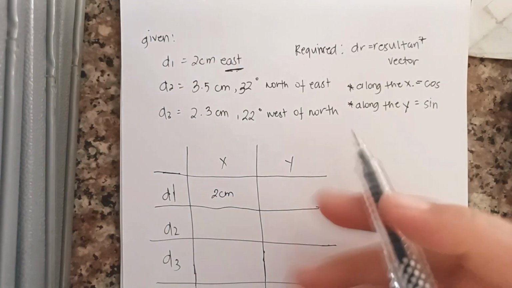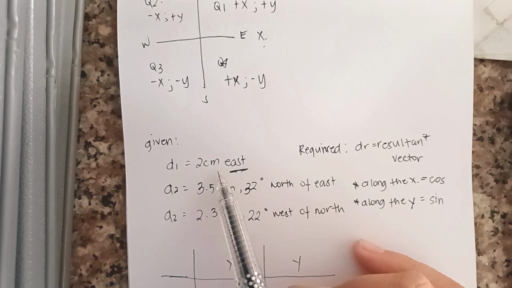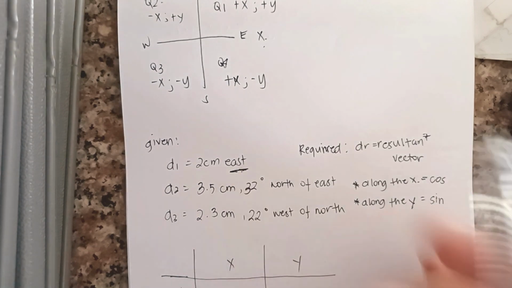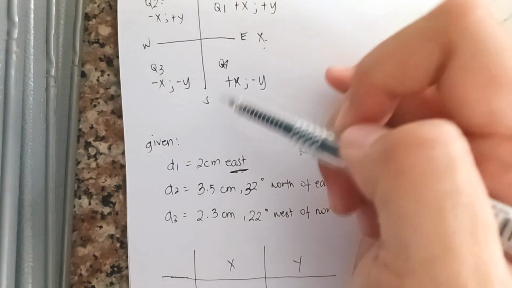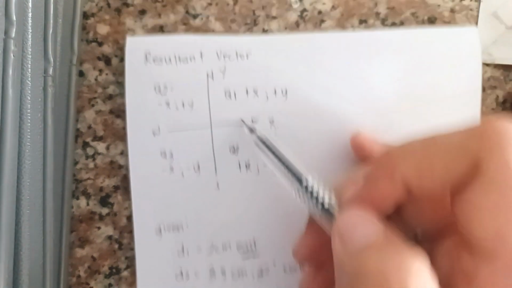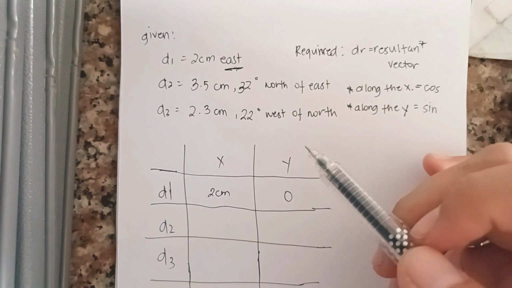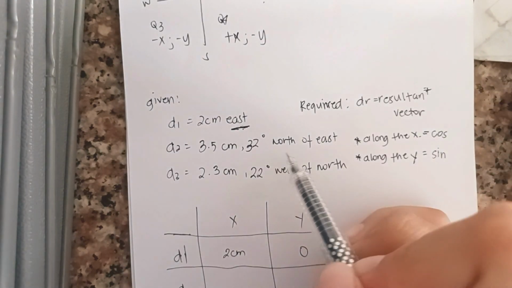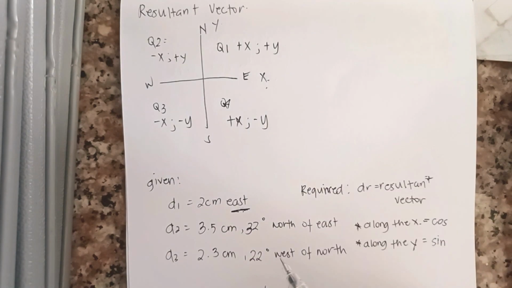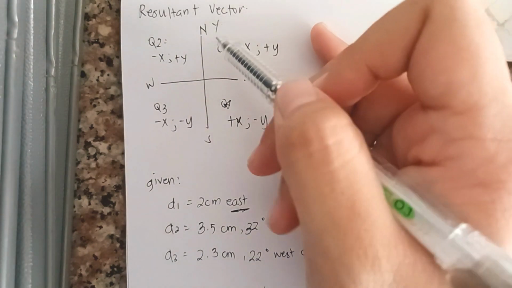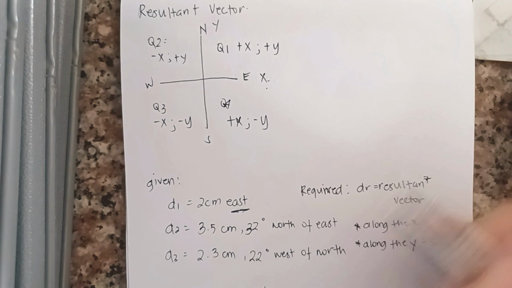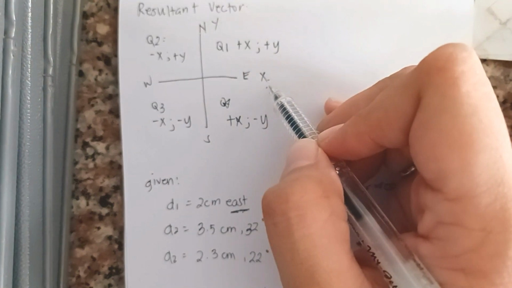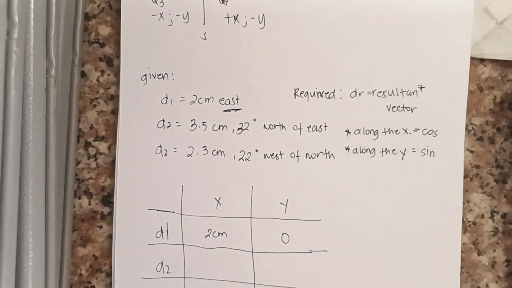Okay. So, since 0 naman ang ating Y for the given number 1 sa ating D1, kasi east lang naman siya. Wala namang siyang north or south na nakalagay. So, wala siyang Y-axis. Okay? Kaya 0. Let's proceed for the D2. Ang D2 ba, merong X and Y axis. Meron siyang north, so meron siyang Y axis. Meron siyang east, so meron siyang X axis. So, let's try to solve.